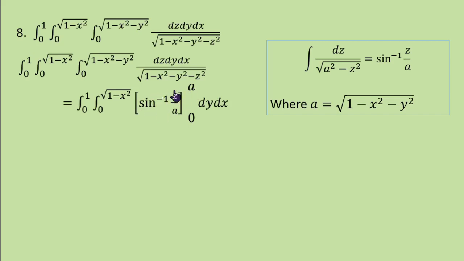Upper limit value is pi by 2. And if z is 0, sin inverse 0 is 0. Therefore, upper limit value is pi by 2, lower limit value is 0, and hence it becomes pi by 2. Take pi by 2 outside. Then pi by 2 into the double integral 0 to 1, 0 to root 1 minus x square, 1 dy dx. Integration of 1 is y. Upper limit is root 1 minus x square.